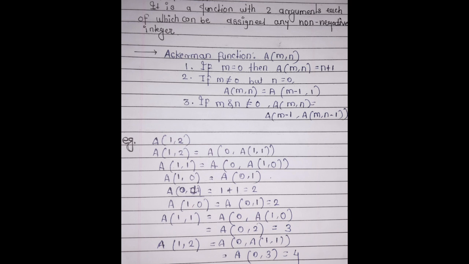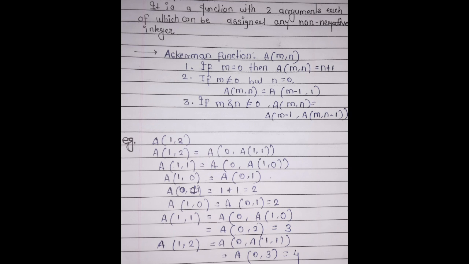It is a function with two arguments, each of which can be assigned any non-negative integer. Ackermann function has two arguments, A of m and n, and three conditions. First condition: if m equals 0, then A of m, n equals n plus 1. Second condition: if m is not equal to 0 but n equals 0, then A of m, n equals A of m minus 1 and 1.